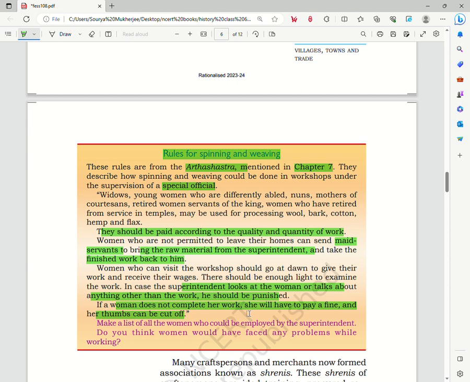So we see that the rules mentioned in the Arthashastra covered a wide range of aspects and are not limited to just industrial production, but worker safety and women's safety are also included in these rules. And then we see that if a worker or a woman does not do her job properly, then she might have to pay a fine, and in some extreme cases her thumbs may also be cut off. So punishments for not doing the work properly are also mentioned.